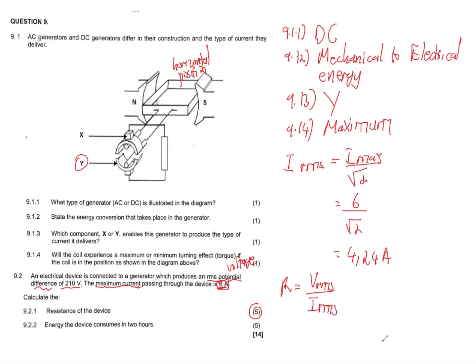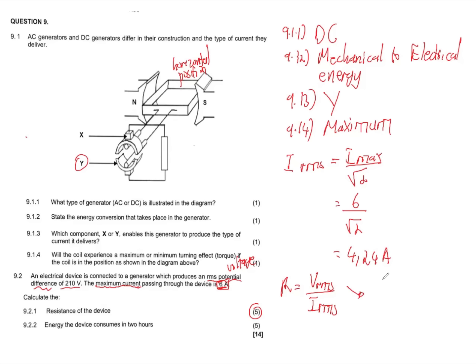Now, there are others who convert the RMS potential difference to the Vmax, and then they use the Vmax and the Imax. Also, that one you can use to find your resistance. But since in most cases we prefer using the RMS values, I just converted to IRMS.